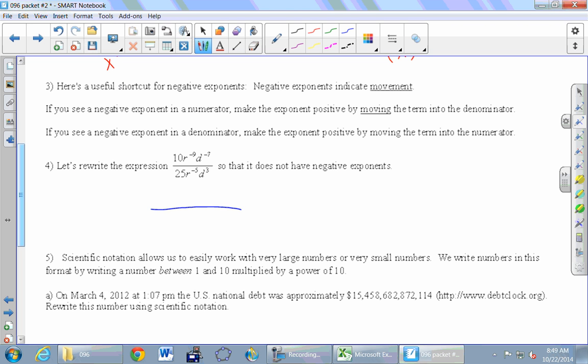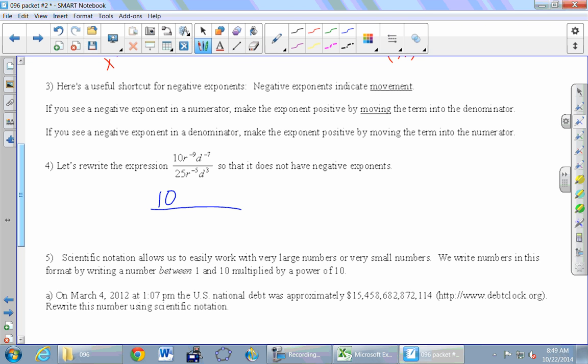So here's what we do. The first thing I see is a 10. Does that 10 have any exponent on it? No. So is there any reason to move the 10? No. So don't go crazy just moving everything you see because there's negative exponents somewhere. 10 has no commands that say move me.